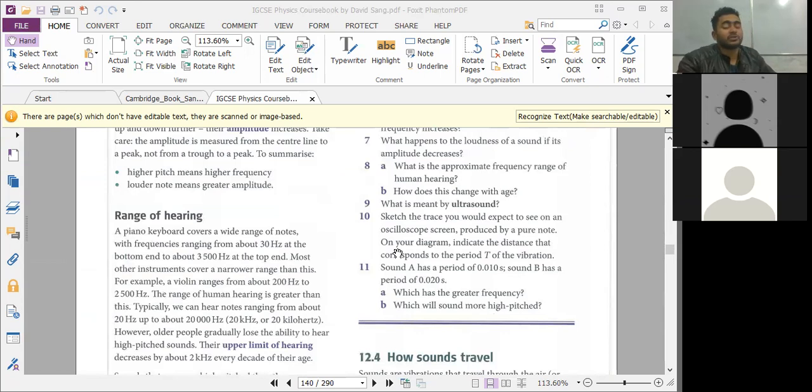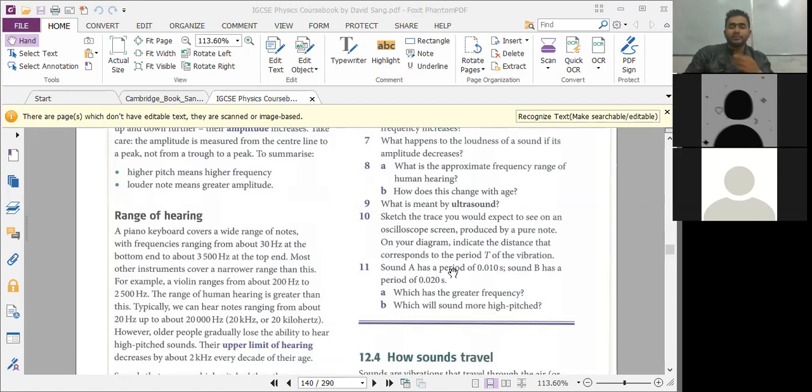Time period, amplitude কি করে দাও, মেনশন করে দাও। Next, number 10. Sketch the trace you would expect to see on an oscilloscope screen produced by a pure note. On your diagram, indicate the distance that corresponds to the period T of the vibration. So, corresponding time T সাথে distance আমাকে কি করতে হবে? Indicate the distance that corresponds to the period. So, distance বলতে আমরা এখানে কোনটা বোঝাচ্ছি?